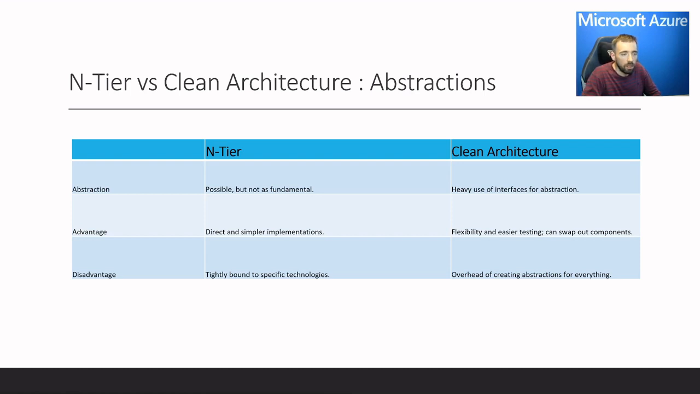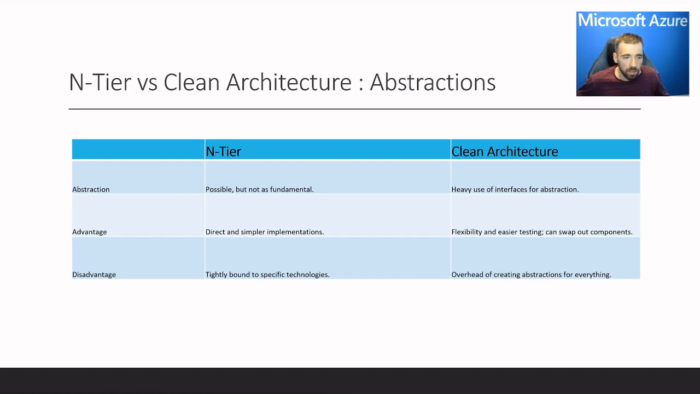So then we've got abstractions, and with N-tier it's possible but not fundamental, and with clean architecture it heavily uses interfaces and abstractions. So in the application core, in the center of the application in clean architecture is where we have all of the abstractions for the implementation. So that's a big part of the clean architecture. We can't have a clean architecture without using interfaces. N-tier, it's direct and means simpler implementations.